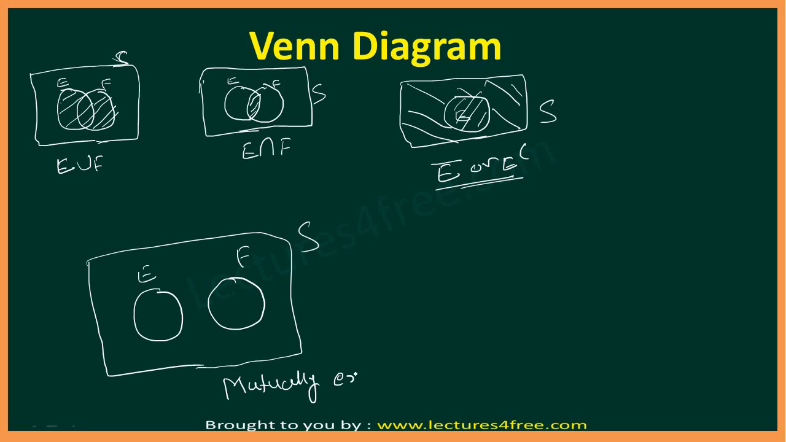Mutually exclusive events. The sample space is the same, but there is no common outcome in E and F. So this type of events is known as mutually exclusive events.